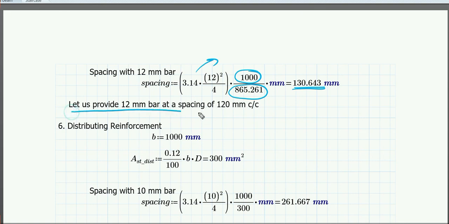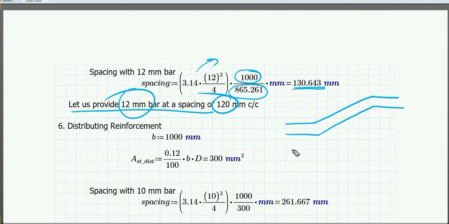Okay, so let us provide 12 mm bars at a spacing of 120 mm center to center. Now this is the main bar, right? This is the main bar. That means if this is a staircase, as the whole staircase is going to bend in this direction, this bar is going to be provided in this direction, in the lower portion, right? Like this bar is to be provided in this way. Understood? I will show you the exact drawing.